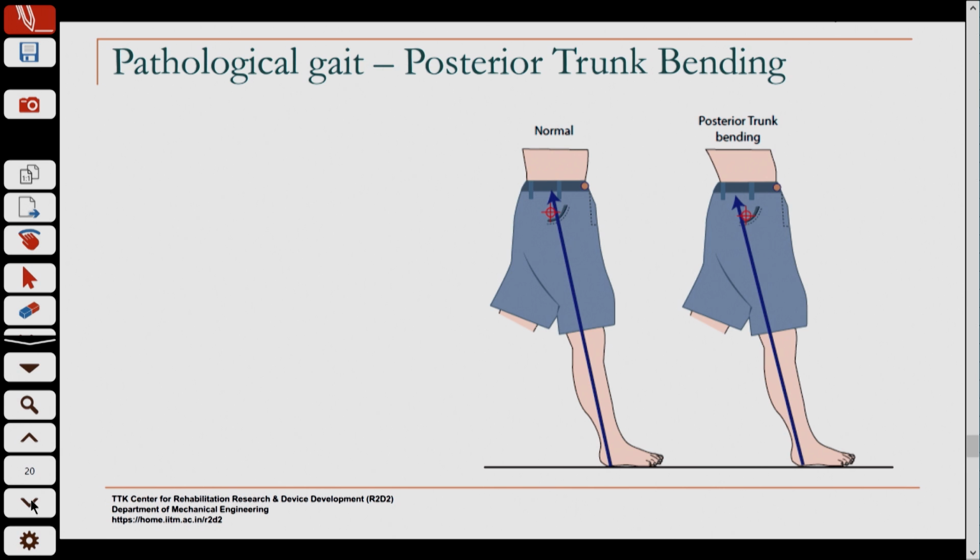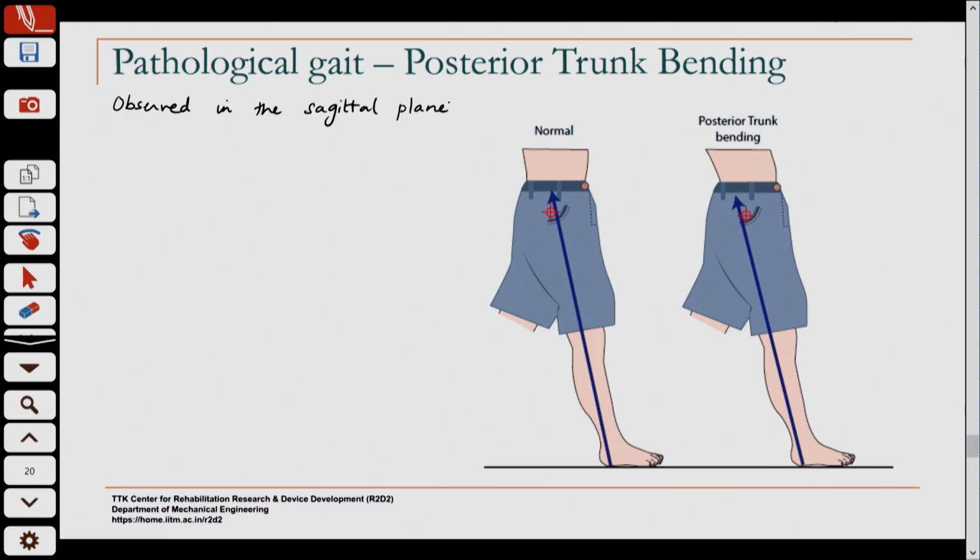So, another pathology that can be observed in the sagittal plane is the opposite of what we just saw, which is now posterior trunk bending. So, the person actually leans back as they place their foot on the ground, and this could be, what do you guess this could be because of?